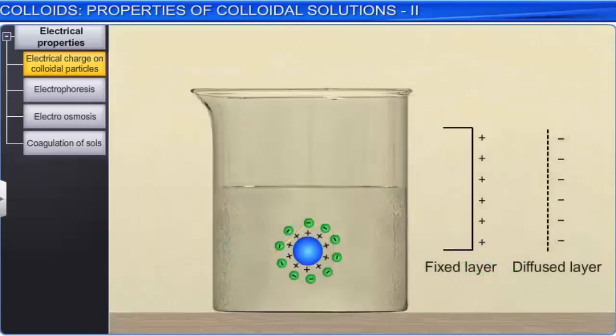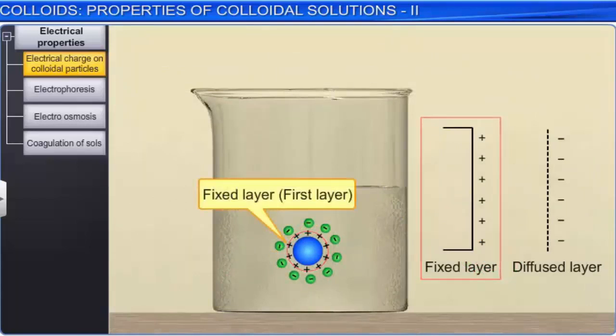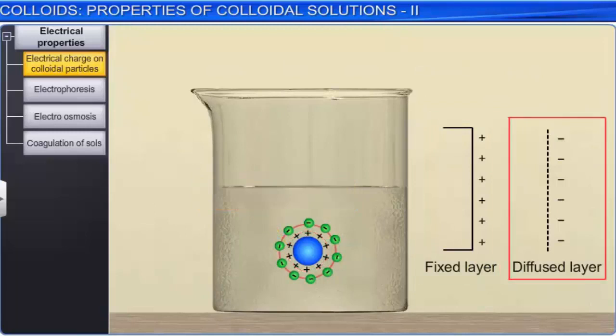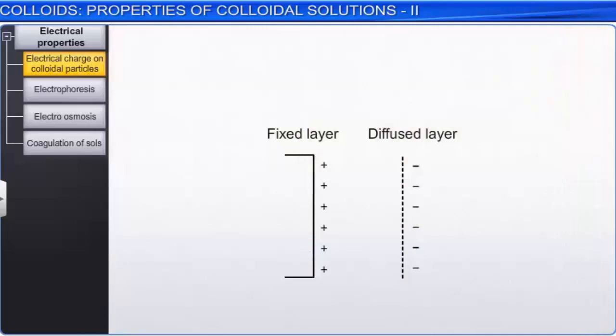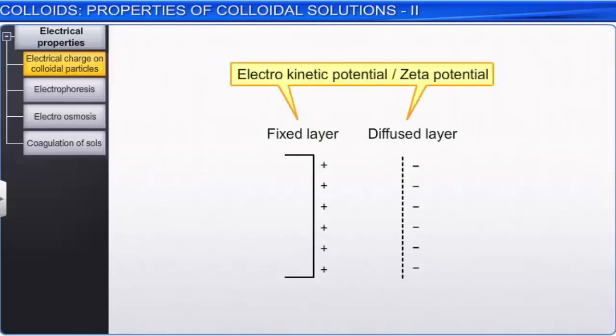The first layer is firmly held and is called the fixed layer, while the second or the outer layer is mobile and is termed the diffused layer. The presence of opposite charges on the fixed and diffused layers of the double layer results in a difference in potential. This potential is called electrokinetic potential or zeta potential.